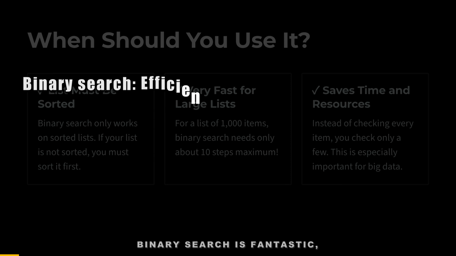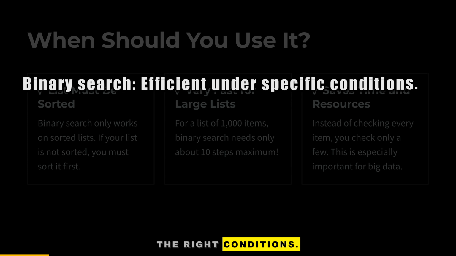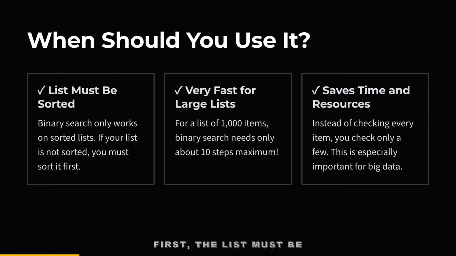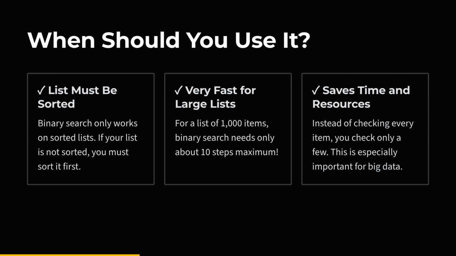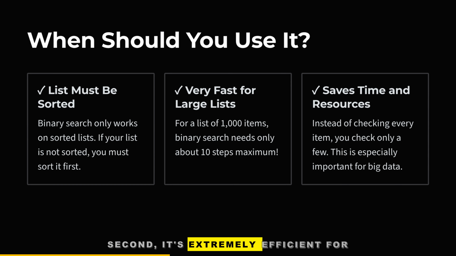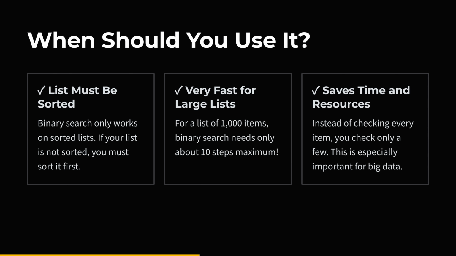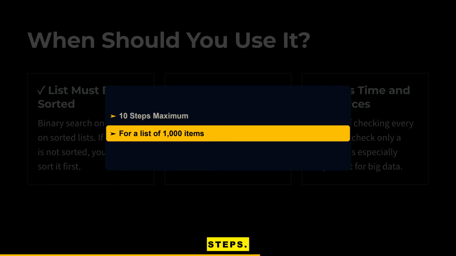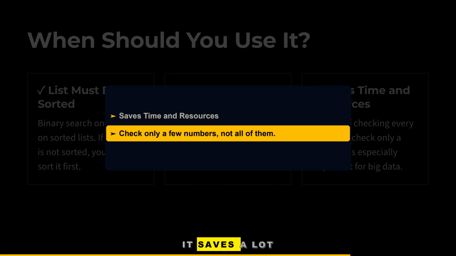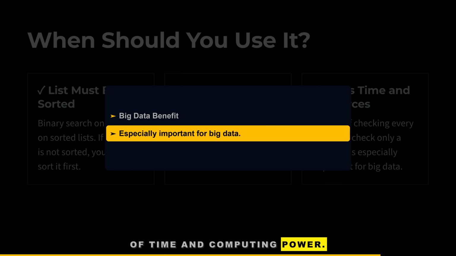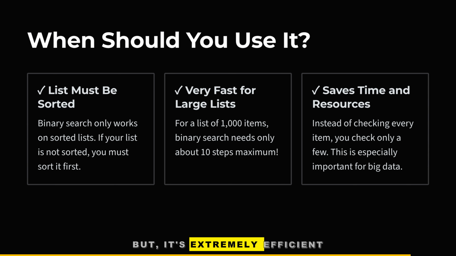Binary search is fantastic, but it only works under the right conditions. First, the list must be sorted. Without that, the method simply doesn't work. Second, it's extremely efficient for large lists. Even a list of 1,000 items only needs around 10 steps. And finally, because you only check a few numbers instead of all of them, it saves a lot of time and computing power. It's extremely efficient and fascinating.